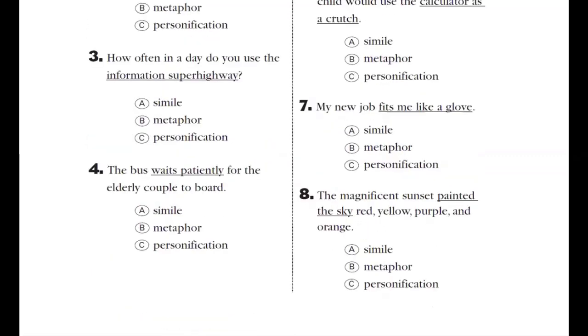Let's move to the next sentence. Read the fourth sentence. The bus waits patiently for the elderly couple to board. Now explain this. It is also a personification. Why? Because there is no as or like. And what is the human quality here? Waits patiently. Very good. Humans wait, right? A bus can't wait. It just stands where you put it. So you say the bus waits patiently, giving this human quality to a bus. So it's a personification.